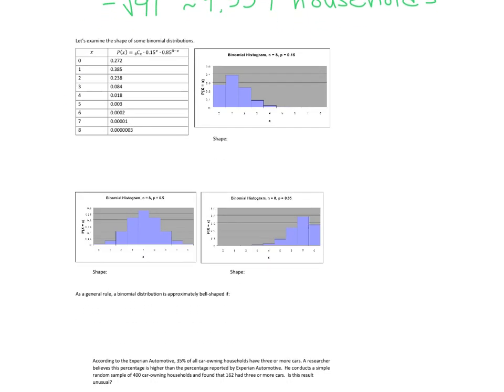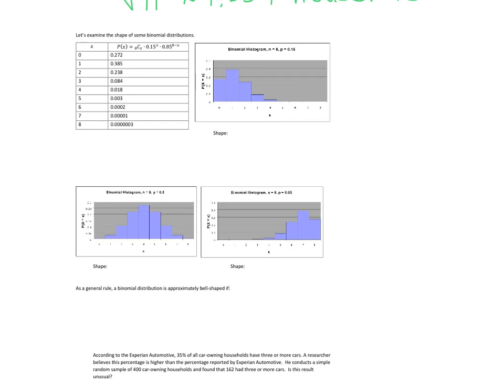So here, for all of these examples, our n is 8, the amount of trials is 8, and what we're going to be varying is the probability of success. So the probability of success is 0.15, 0.85, and then 0.5. In this example, this probability distribution, our probability of success is 0.5, so it corresponds to this.